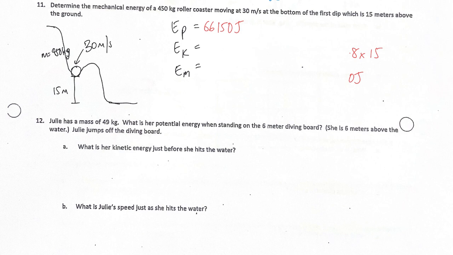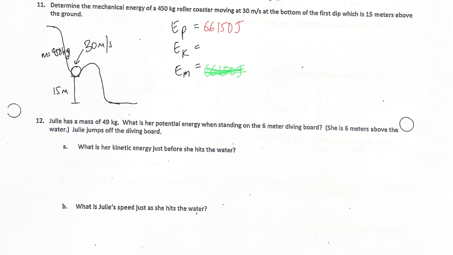Is it the same for the EM? So it's 66,150 joules? No, because this roller coaster is moving as well. So we have to use that movement to work out the EK, and then we can work out the EM.